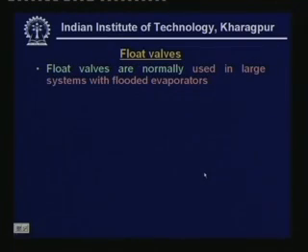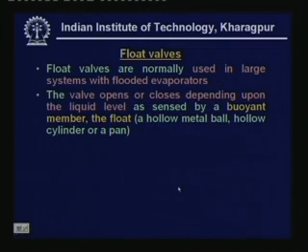Float valves are normally used in large systems with flooded evaporators. The valve opens or closes depending upon the liquid level as sensed by a buoyant member. The buoyant member is called the float, and this float can be a hollow metal ball or a hollow cylinder or a pan. This float valve you must have seen; normally we use it in our water tanks, okay, to prevent the overflow of water in overhead water tanks. Okay. The refrigerant float valve is also somewhat similar in operation, right.